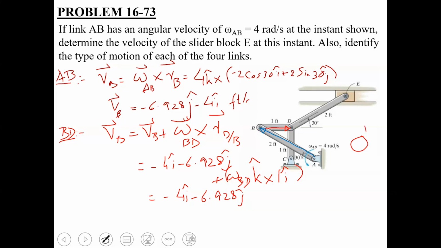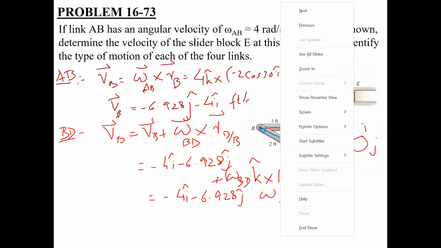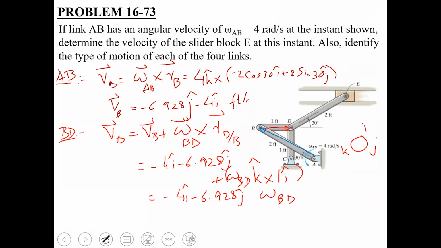As far as omega cross R is concerned, if we consider this smaller triangle, then this would become omega BD k cross i, which is j, so this would be omega BD j, and this would represent the velocity of point D on the left hand side of this equation. Okay? Clear till here? Let me call it my equation number 1. Is it clear to all of you? Okay.